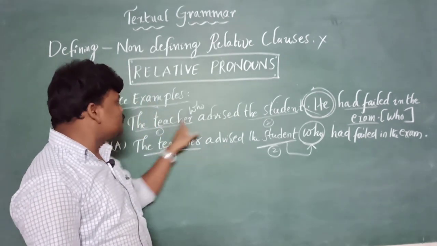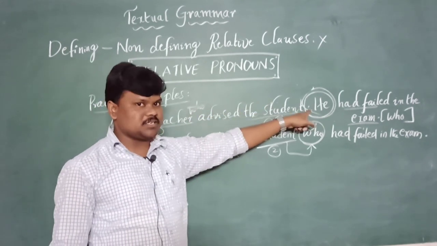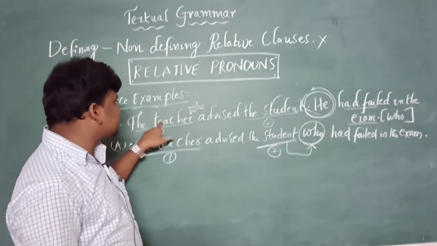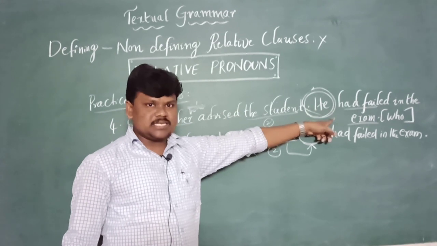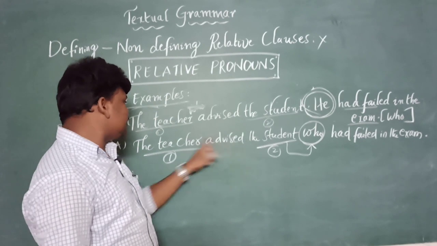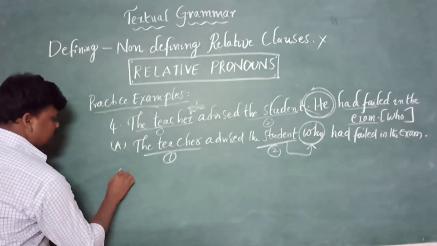So if two persons are there, immediately this who follows the second person. If you keep it before the first person, or after the first person, as in the teacher who advises the student, now the teacher failed in the examination, right? So it gives a wrong sense. Go for this kind of instruction: if two persons are there, the second person follows who. Let's get into one more example.